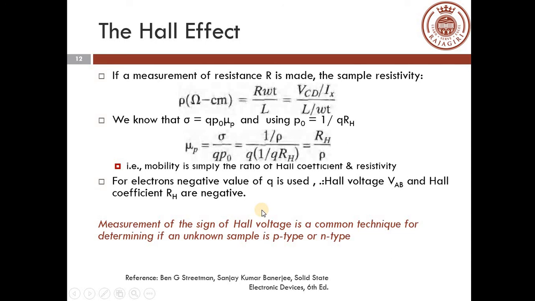So in this part of module 2, we have discussed the dependence of mobility on temperature and doping. We discussed high field effect and Hall effect. We derived some relations with respect to Hall effect, how we can calculate the mobility if we know the Hall coefficient and resistivity, and how we can determine the type of the semiconductor sample from the polarity of the Hall voltage. Thank you.